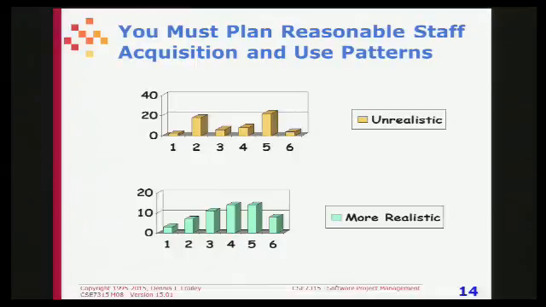The top graph is an unrealistic staffing plan. You've got 2 people in month 1 and 19 people in month 2 and 5 people in month 3. You can't run an organization like that. The bottom one is much more realistic. And when you're planning your staffing, you might want to think in terms of how can we plan our schedules so that our staffing is reasonable.